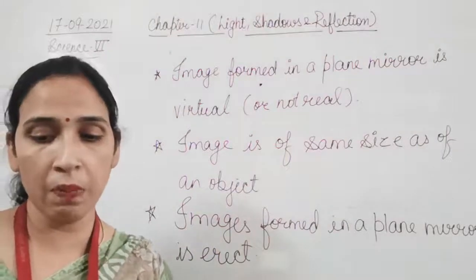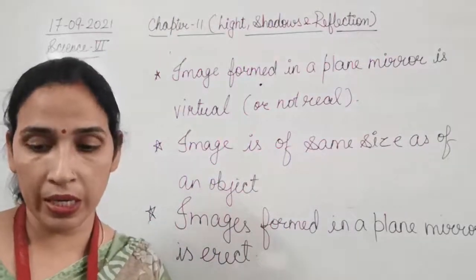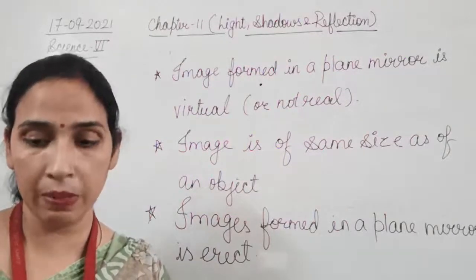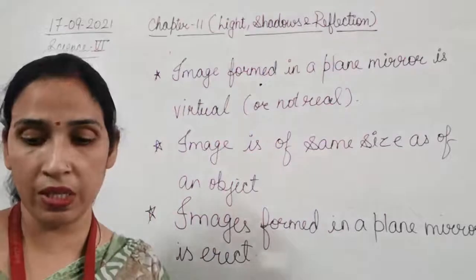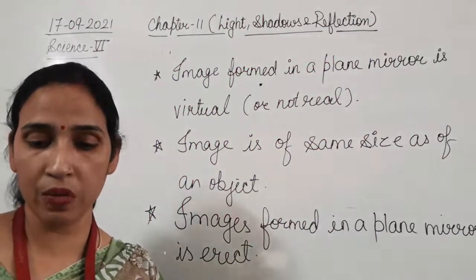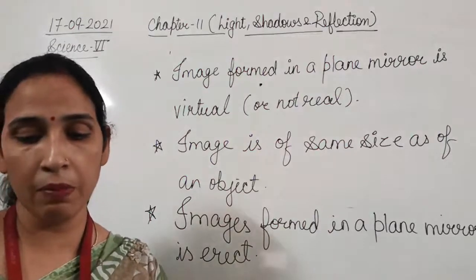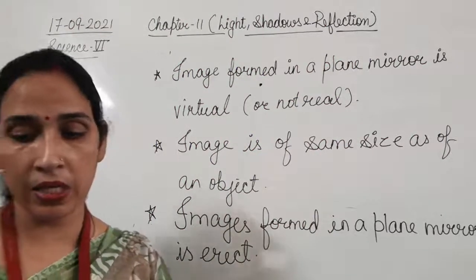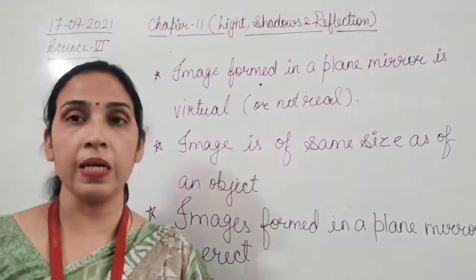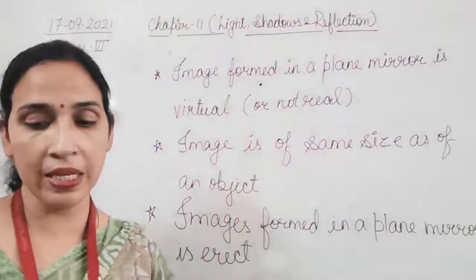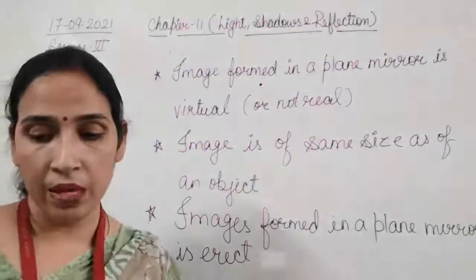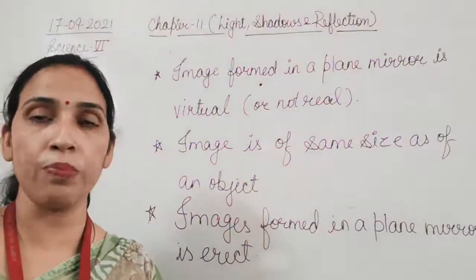So the image formed in a plane mirror is virtual or unreal. It cannot be obtained on a screen. Number two, the image formed in a plane mirror is at the same distance behind the mirror. Then the image in a plane mirror is of the same size. Then the image in a plane mirror is erect, the same side up as the object. Then the image in a plane mirror is laterally inverted, that is sidewise, transverse, reversed with respect to the object.